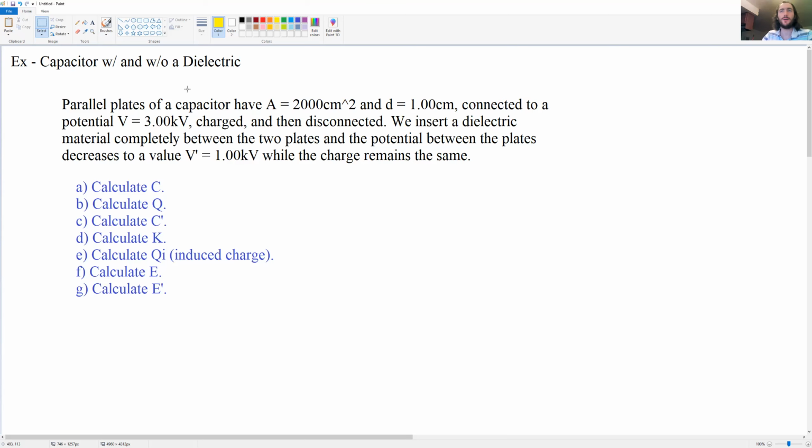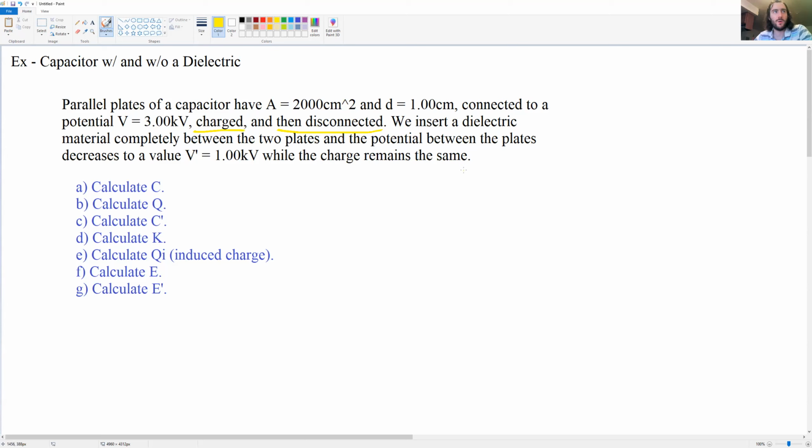So let's begin by reading the question. We have a problem, capacitor with and without a dielectric. The parallel plates of a capacitor have an area of 2,000 centimeters squared and a distance between the two plates of 1 centimeter. The plates are connected to a potential of V equals 3 kilovolts, quite a large potential difference. The capacitor is charged, and then once it's charged, it's disconnected from that voltage source.